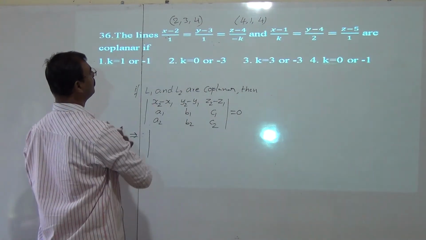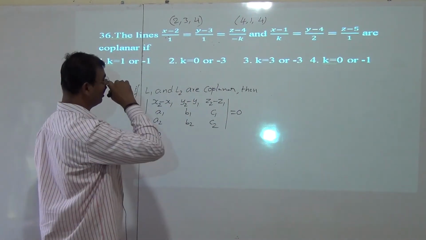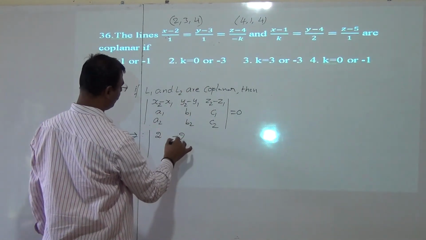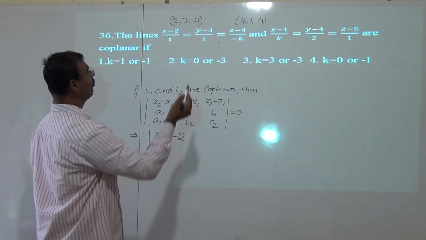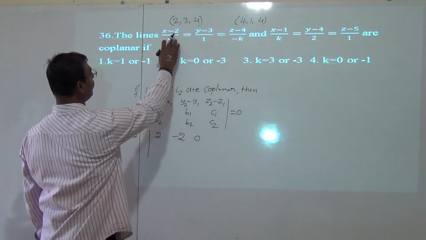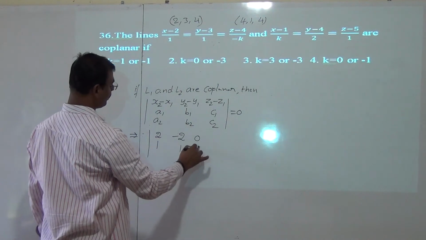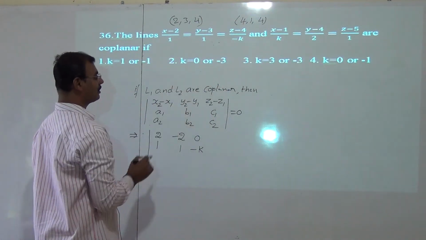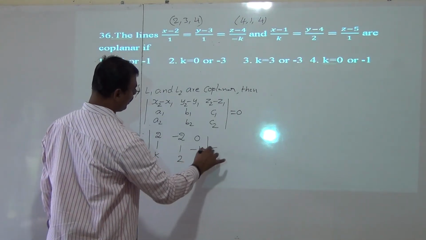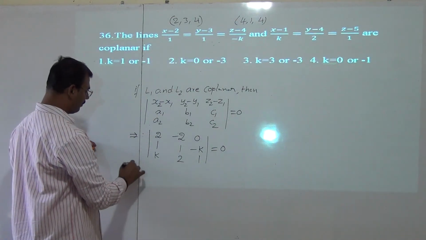So apply the 4 minus 2, x2 minus x1. 4 minus 2 is 2. Next 1 minus 3, 1 minus 3 is minus 2. 4 minus 4, 0. Next the DRs of the first line: 1, 1, minus k. DRs of the second line: k, 2, 1 equals 0. Cleared? Now simplify the determinant value.